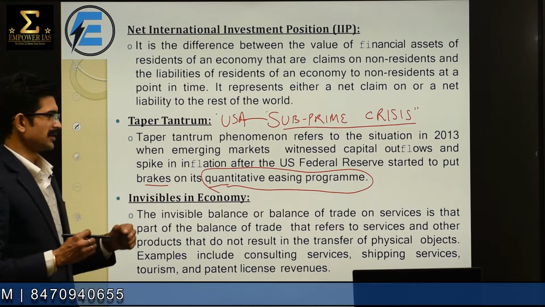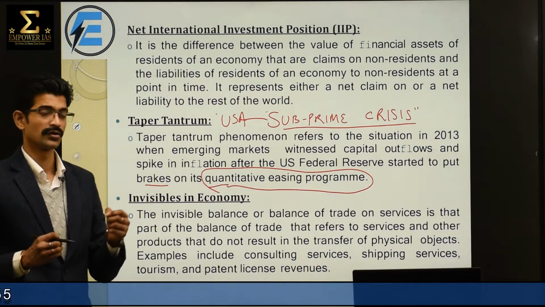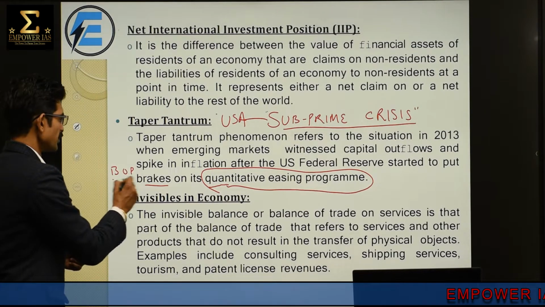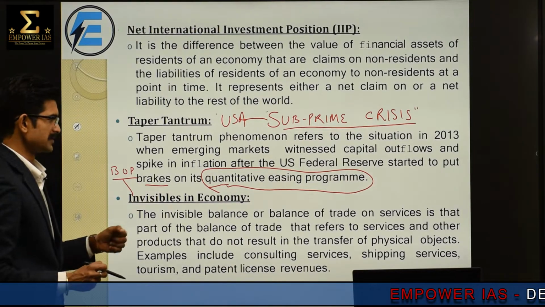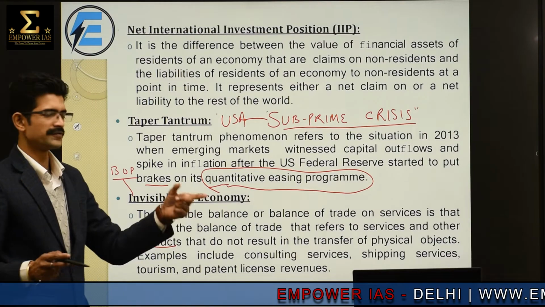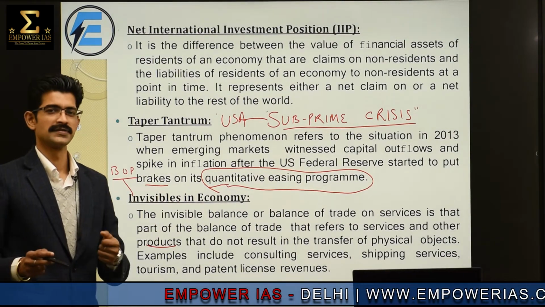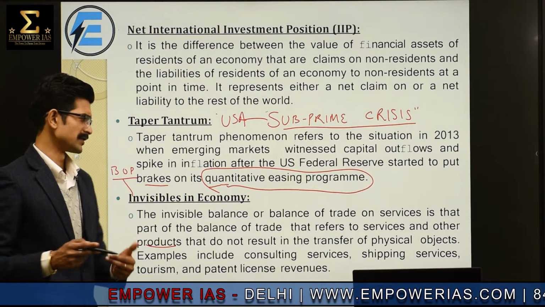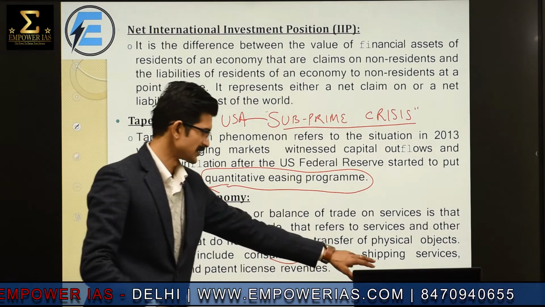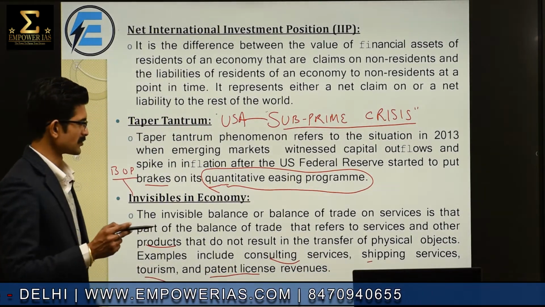Now invisibles in the economy. What are the invisibles? They are services provided throughout the economy. It is a part of the balance of payment, which we will look into on the next slide, and it covers services and products that do not result in the transfer of physical objects, such as online services, online IT services, and internet services of various kinds. It includes consulting services, shipping services, tourism, patent license revenues, and so on.